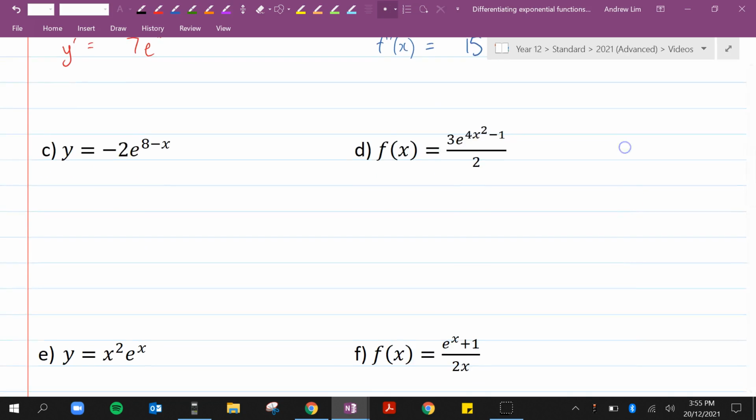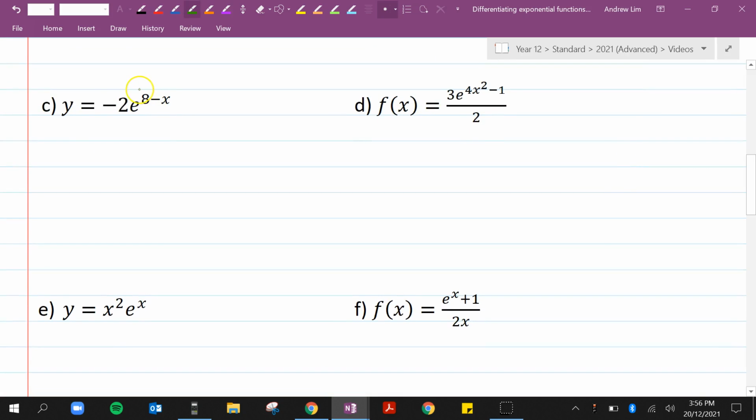Question C. Here's my e to the power of f of x. So y dash is equal to, I'm going to write down exactly the same thing, e to the power of f of x. And then I'm going to differentiate the power. That's going to give me minus 1. And I'm going to times that by the number out front. So minus 2 times minus 1 is positive 2.